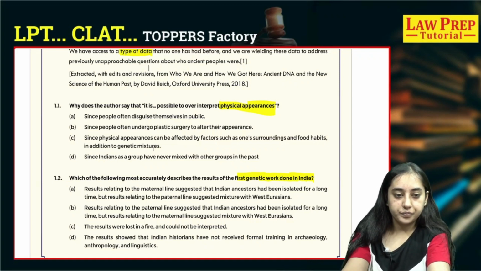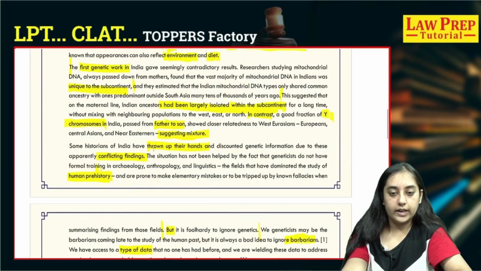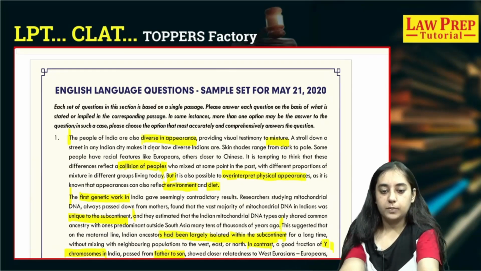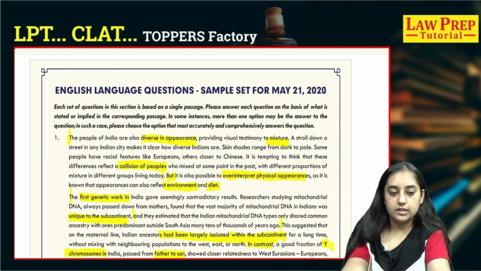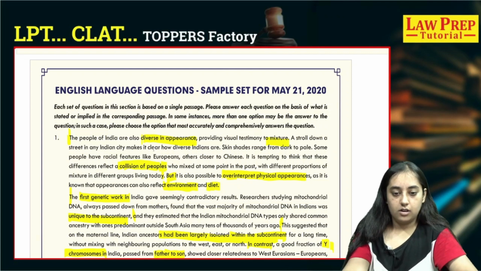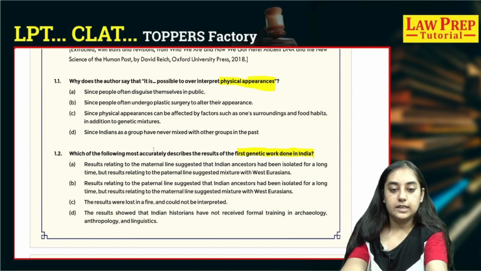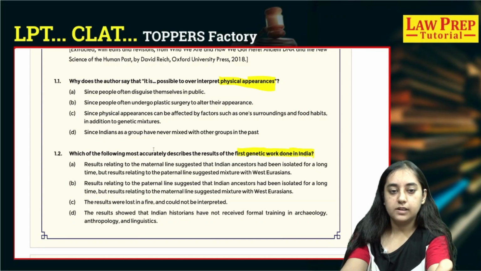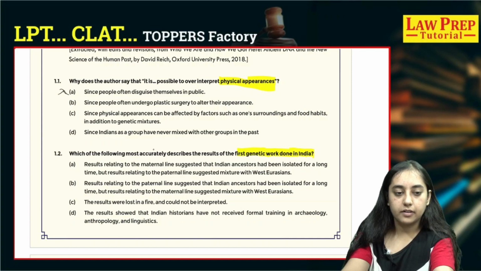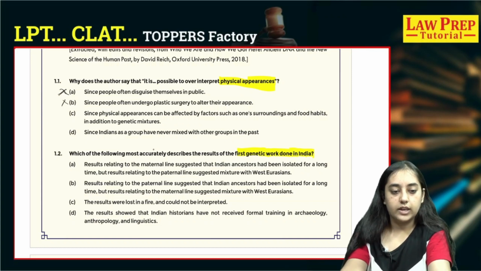So our answer should also be somewhere along these lines. We'll read the passage. If you want, I can just go back to the passage and show you. But it is also possible to overinterpret physical appearances, as it is known that appearances can also reflect environment and diet. Okay. Let's read the options. Since people often disguise themselves in public: there is no mention whatsoever of people disguising themselves in public, so this option is eliminated. Next, people often undergo plastic surgery: there is no mention of plastic surgery, so again, B is eliminated.